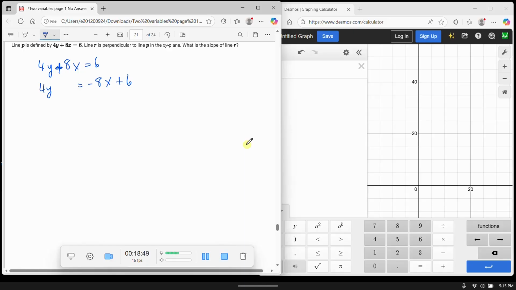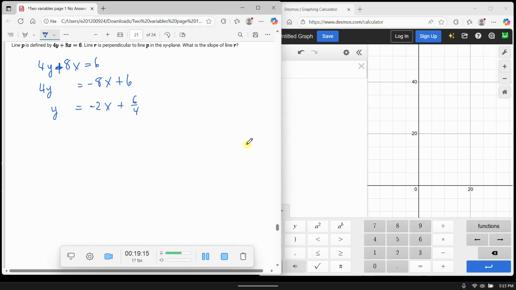I'm going to divide everything by 4. So 4y over 4 is 1y, which is y. Negative 8 divided by 4 is negative 2x. And then I'm going to have 6 over 4, which is 3 over 2. That's not really important.